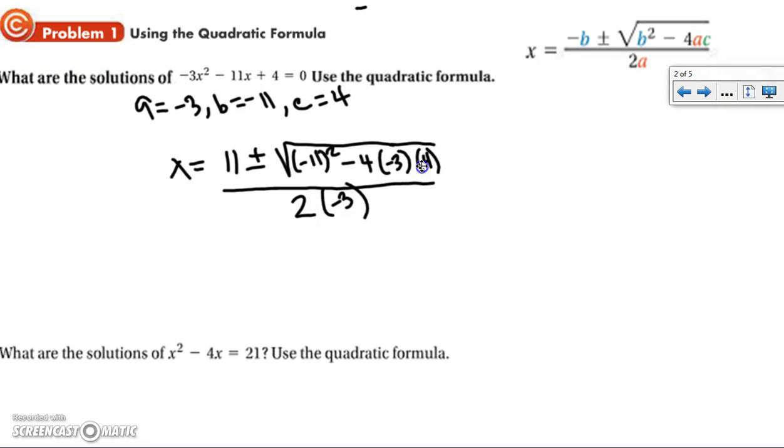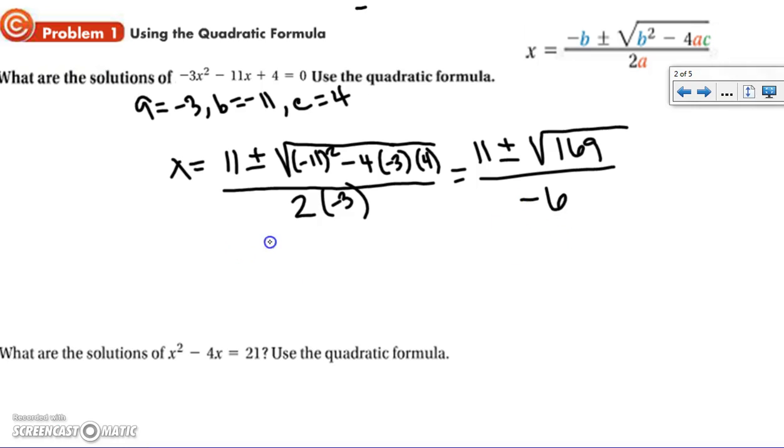Now I start simplifying, so make sure you pay attention to order of operations when you're simplifying. You always simplify under the radical first. So the 11 plus or minus is coming over. I'm going to simplify all that's underneath here. You can type what's underneath straight into your calculator. So negative 11 squared is 121 minus 4 times negative 3 times 4. If you've entered that correctly in your calculator, you get 169. And that will be over 2 times a, so 2 times negative 3 there is negative 6.